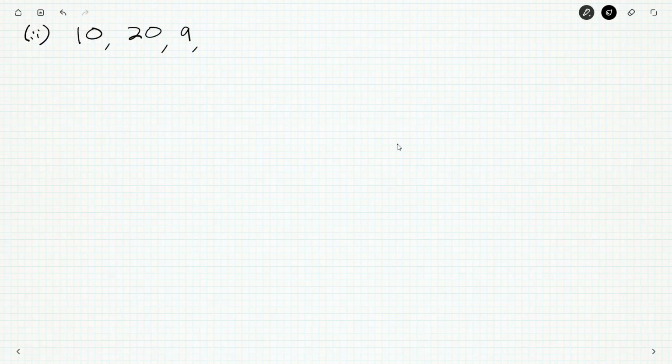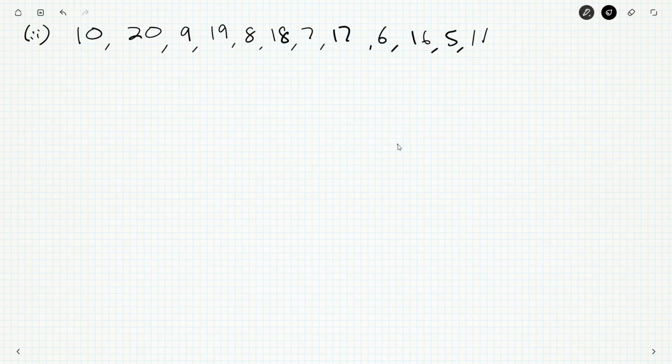Now we need something that's at least 10 away from 9, so 19 should work. And I think we see a pattern here. 7, 17, 6, 16, 5, 15, 4, 14, 3, 13, 2, 12, and 1, 11.